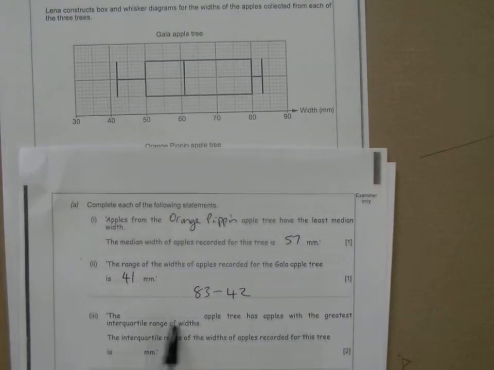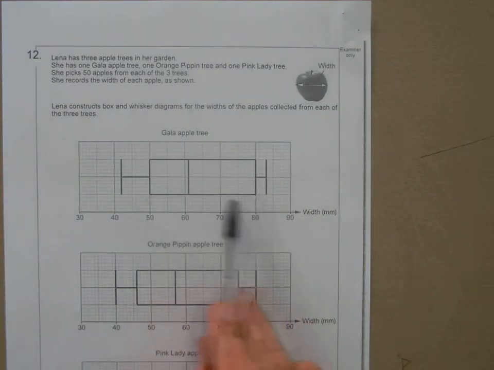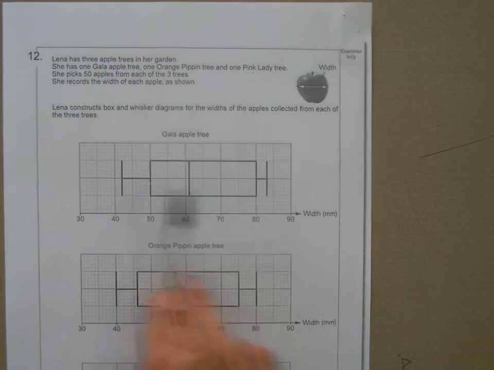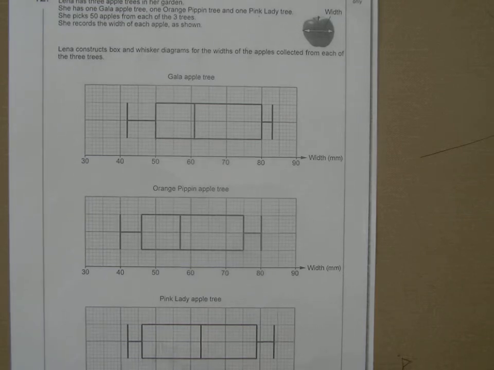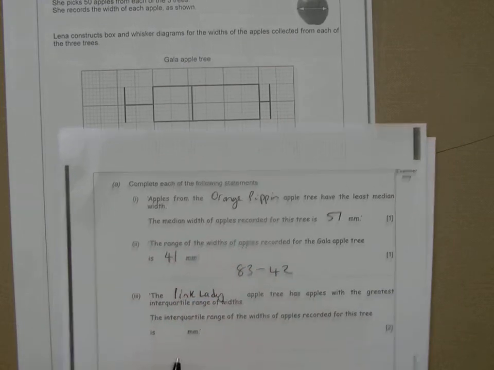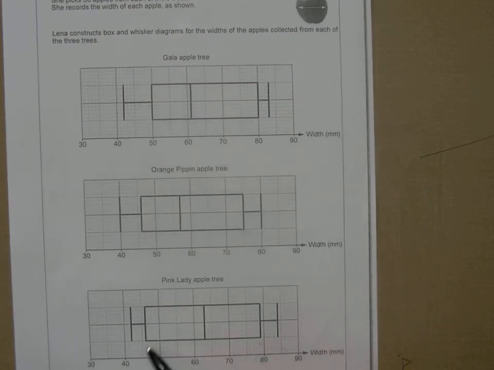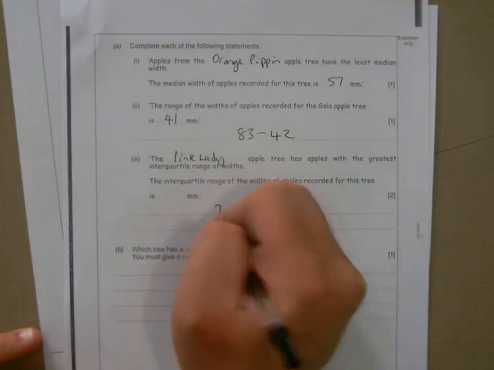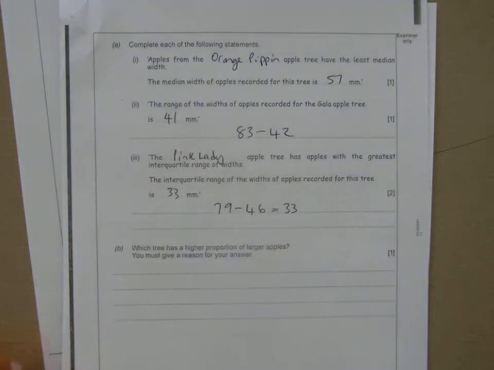Okay? And then we've got something apple tree has apples with the greatest interquartile range of widths. So interquartile range, remember now, lower quartile and upper quartile. So the range is the gap between the lower quartile and the upper quartile. So you just need to see the one with the largest rectangle. Okay, clearly that one's the largest rectangle, isn't it? So that's lowest there and highest there. So pink lady. Okay. And they're actually asking us to work out what this interquartile range is. Well, the highest is 79, the lowest is 46, so 79 take away 46 is 33, okay.